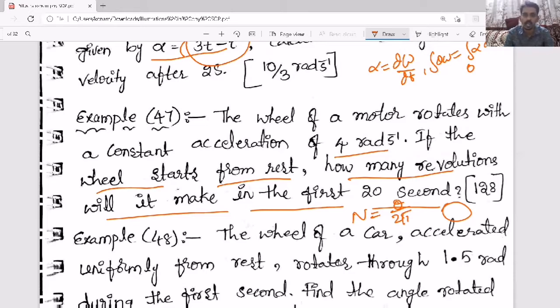So how do you find theta? Omega naught t plus half alpha t square. Here alpha is given, and starts from rest means omega naught is 0, so you can apply the formula theta equal to omega naught t plus half alpha t square, where omega naught is 0. Then after finding theta, if you divide by 2 pi, you will get the number of revolutions.